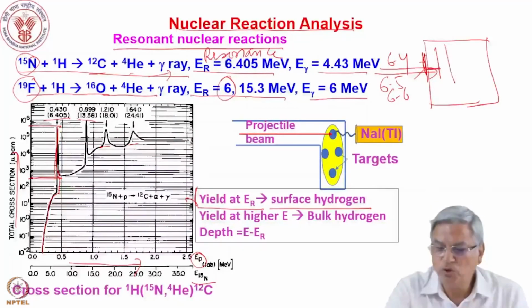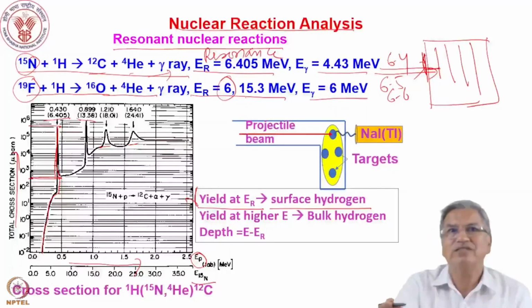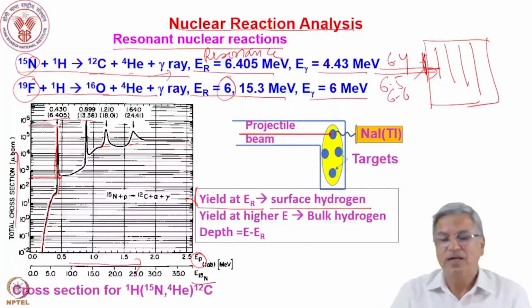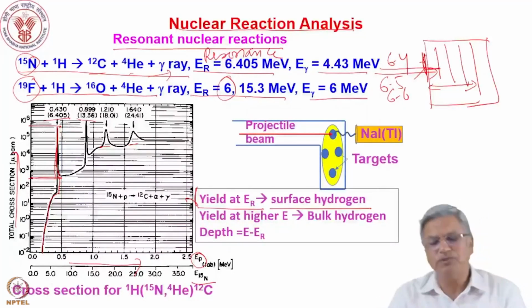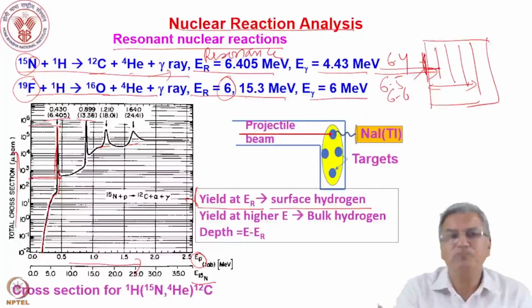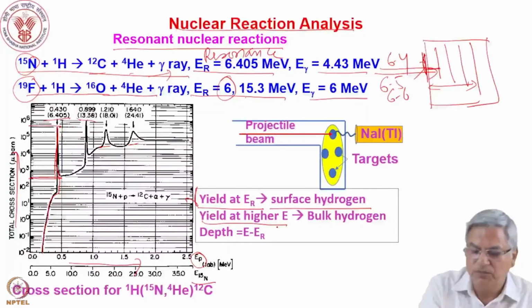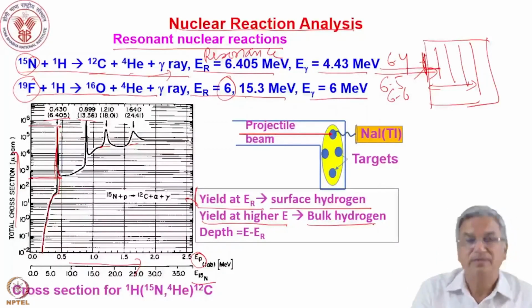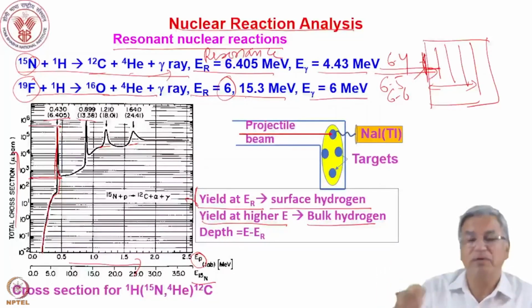If you want to probe hydrogen at different depths, you require higher and higher projectile energy. And from the energy at which resonance is achieved, you can calculate the depth of that position. So the yield at higher energy gives you the bulk hydrogen. That means at higher energy, the resonance condition is made in the bulk.